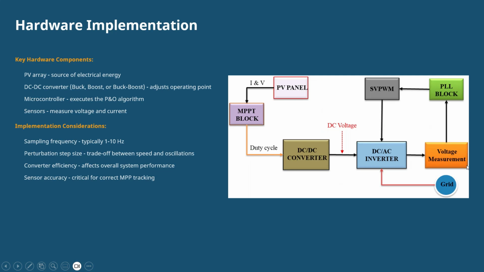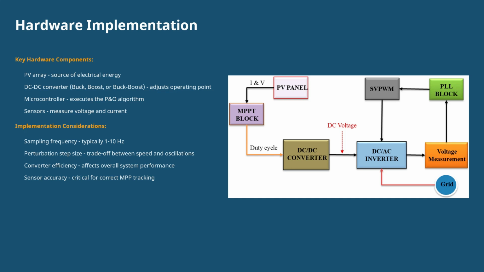Okay. Next, we move to the hardware implementation. For real-world implementation, the perturb and observe algorithm runs on a microcontroller or a DSP, digital signal processor, that interfaces with the PV array power input and a DC-DC converter. It may be a boost converter, a buck converter, or a buck-boost, a combination of these to control. There are several advanced controllers also. Let's say it is a SEPIC converter.